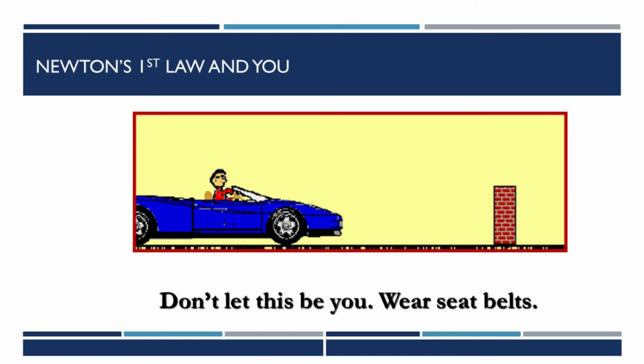Because of inertia, objects including you resist changes in their motion. When the car going 80 km per hour is stopped by the brick wall, your body keeps moving at 80 km per hour. Don't let this be you. Wear seatbelts.